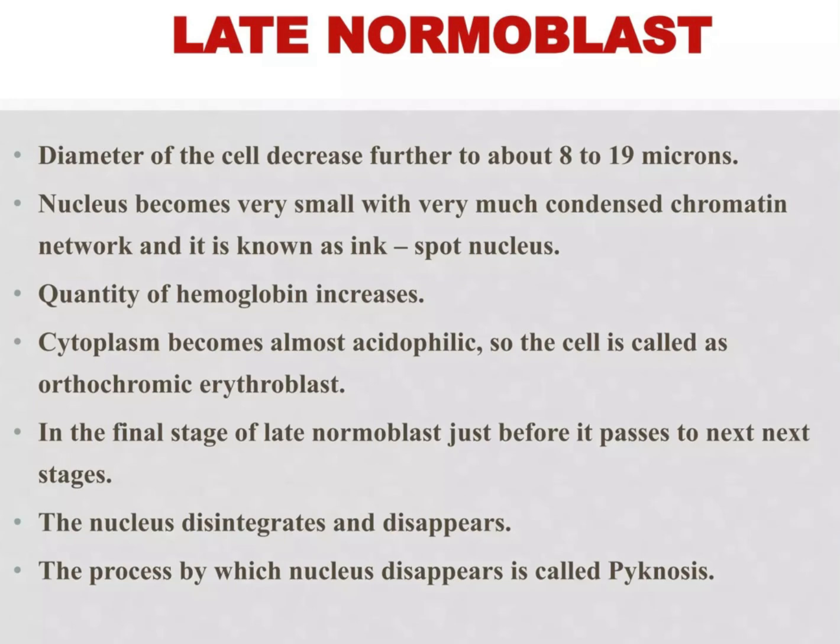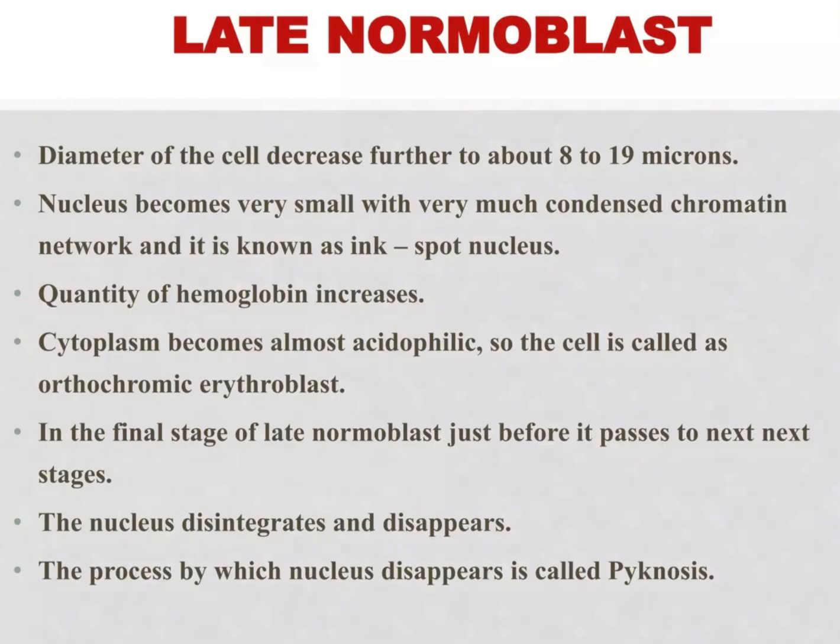The next thing we have to know is that the nucleus now begins to degenerate and disappear. At this particular point, the nucleus is out because the last component, the chromatin thread, has shrunk to an ink spot. The disappearing of the nucleus is called pycnosis. Pycnosis, don't forget.